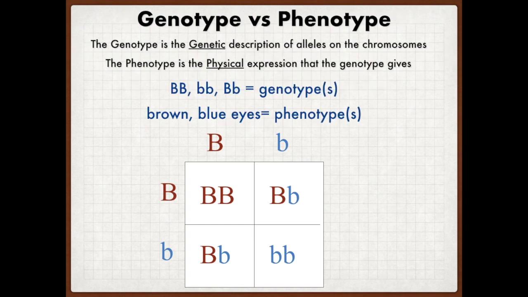Now, if we focus on genotype versus phenotype, remember, genotype is the genetic description of the alleles. This is focusing on the big B, little b, and little b. This is focusing on the alleles on the chromosomes. While the phenotype is the physical expression. What does it give us physically? This is going to be the brown eyes, the blue eyes. In other cases, black here, blonde here. Okay, the size of our nose, if we have attached earlobes or unattached earlobes, and so on.